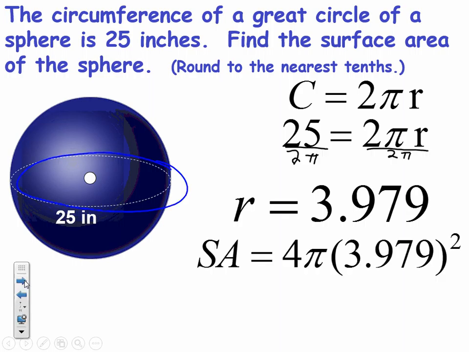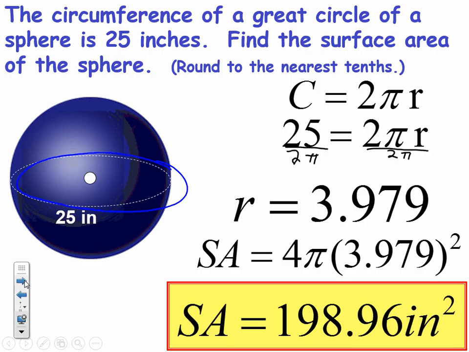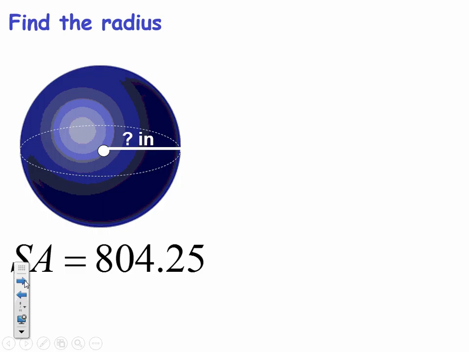So now if I plug it into the surface area formula, 4 pi r squared, you can see I plugged in the 3.979 for the r. We can come up with a surface area of 198.96 square inches. All right, and we can also use surface area that's given to us to find the radius.